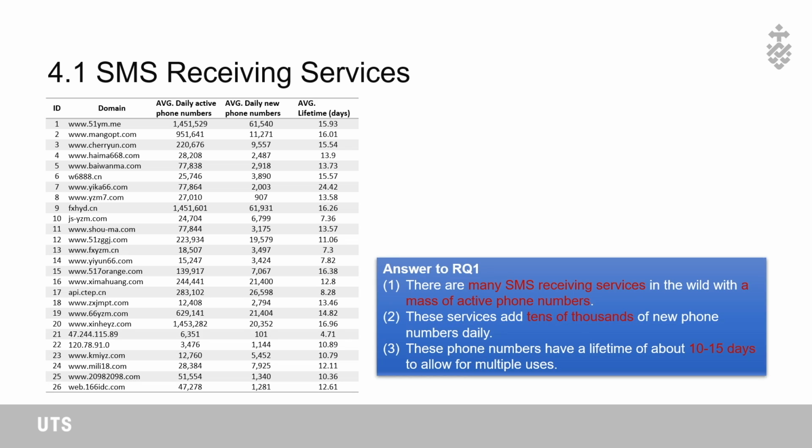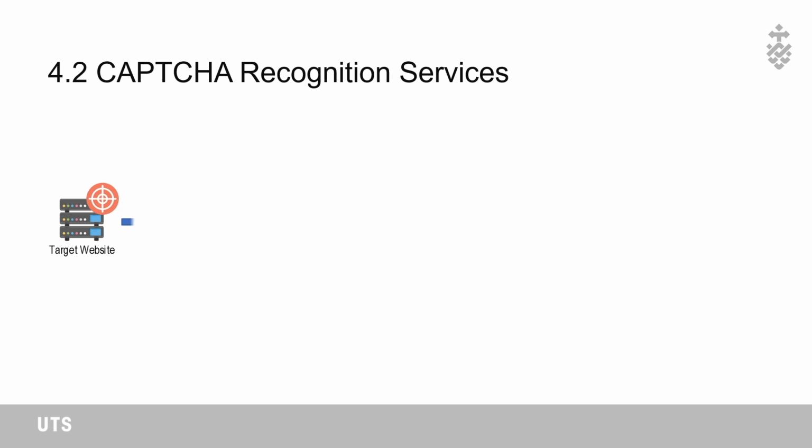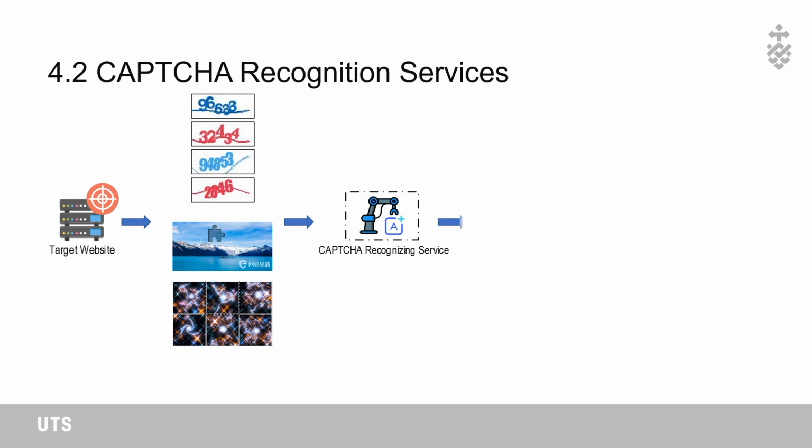And last, we identified over 8 million different phone numbers from 26 SMS receiving services over 31 days. And we can answer the first question. There are many SMS receiving services in the world with a mass of active phone numbers. These services add tens of thousands of new phone numbers daily, and these phone numbers have a lifetime of about 10 to 15 days.